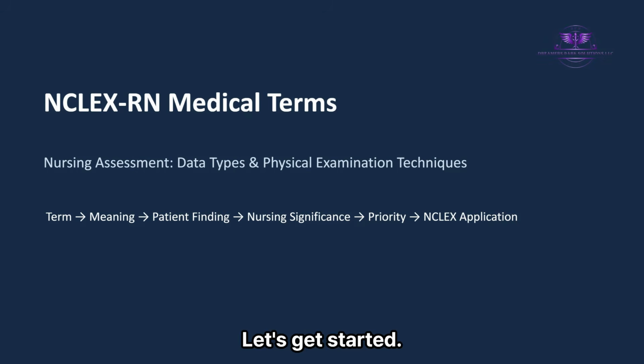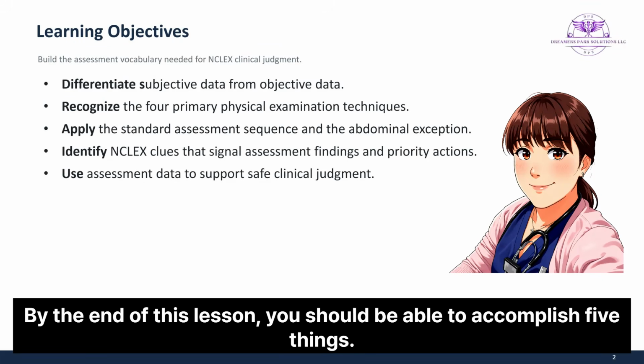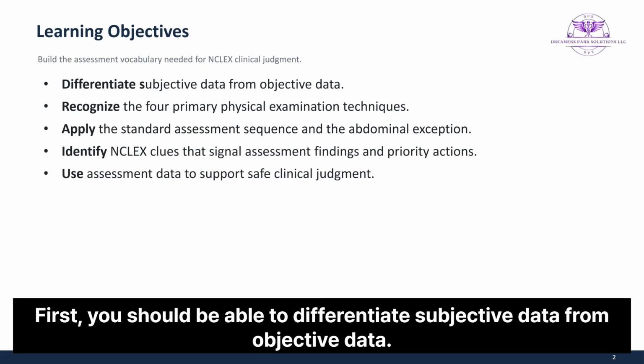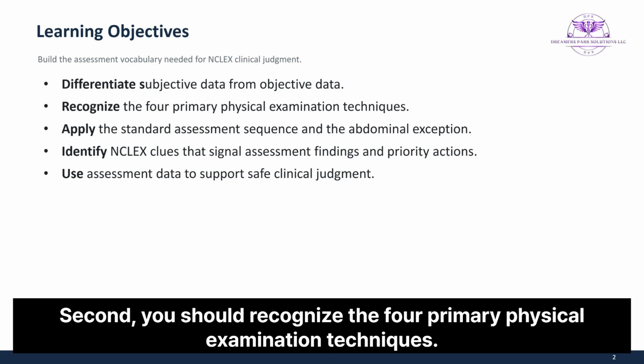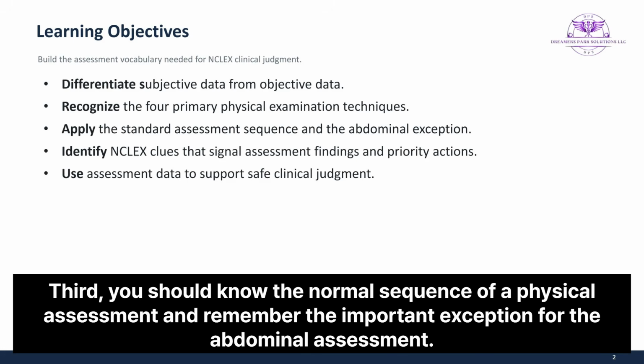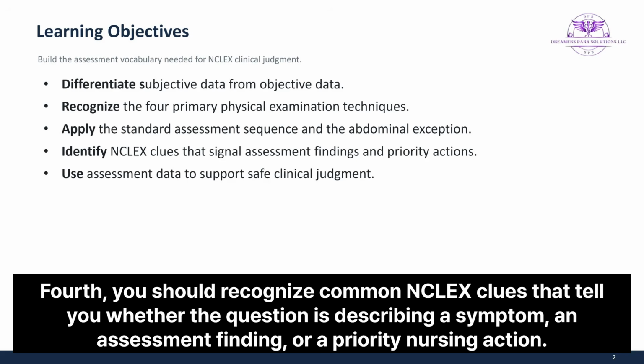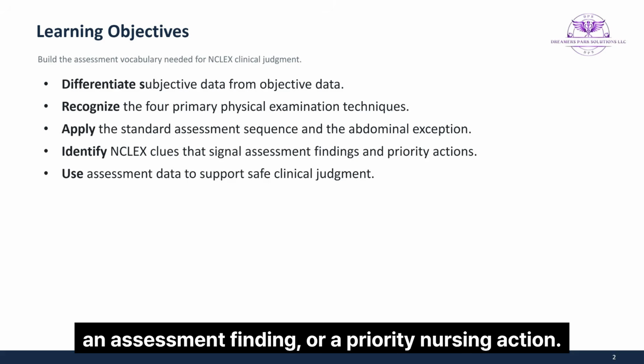Let's get started. By the end of this lesson, you should be able to accomplish 5 things. First, you should be able to differentiate subjective data from objective data. Second, you should recognize the 4 primary physical examination techniques. Third, you should know the normal sequence of a physical assessment and remember the important exception for the abdominal assessment. Fourth, you should recognize common NCLEX-RN clues that tell you whether the question is describing a symptom, an assessment finding, or a priority nursing action.